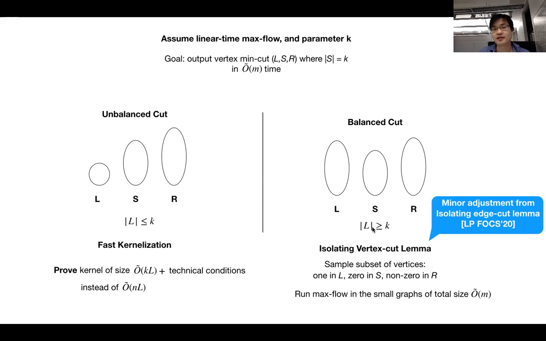For the balanced cut, we define L to be greater than K. We use the isolating vertex cut lemma, which we adjusted from the isolating edge cut lemma from previous work. It basically says that if you can sample a subset of vertices in such a way that one node in the sample is in L, nothing in S, and something in R, then in polylogarithmic max flow time, you can get the minimum cut.